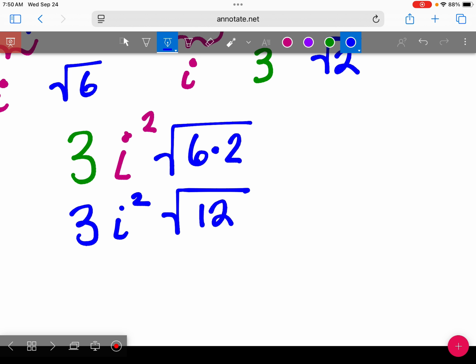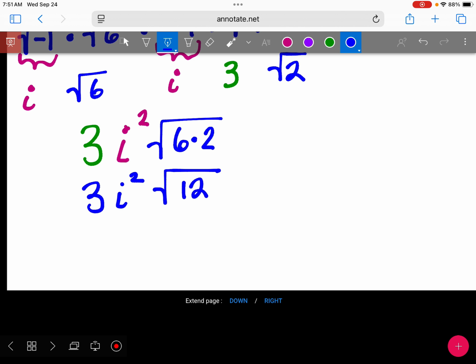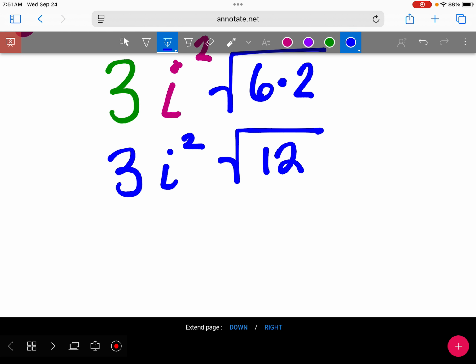But we actually can simplify this further, because 12 divides by a perfect square. 12 can divide by 4, so I can simplify this again. And there's going to be times when we have to do a couple of rounds of simplifying.